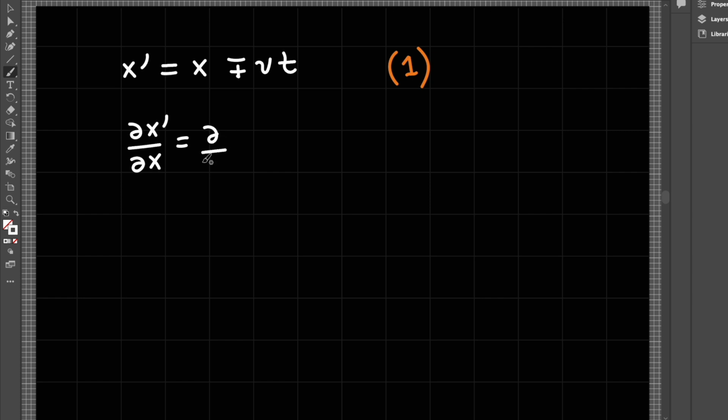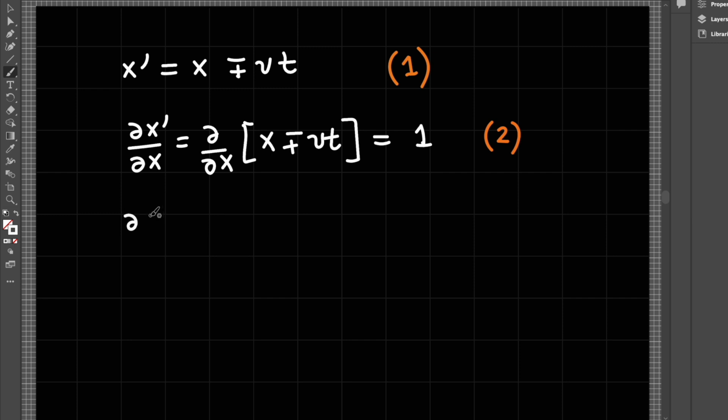So recall the relationship between stationary and moving coordinates. x' is equal to x minus or plus wave speed times time. Let's label this as equation 1. So if we take the derivative of x' with respect to x, we have a value of 1. Let's label this as equation 2.